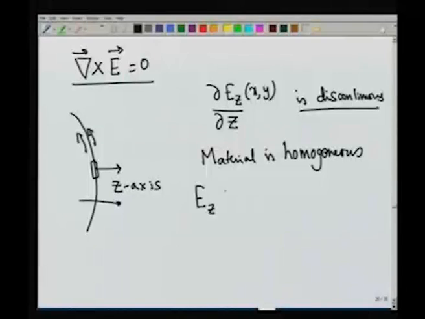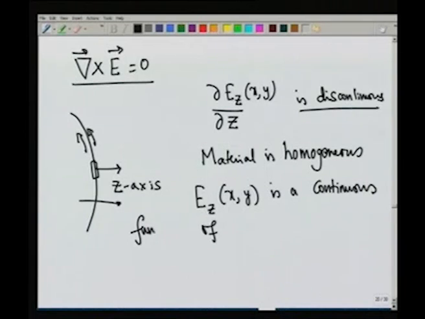If the material is homogeneous, we can conclude that Ez of x comma y is a continuous function. That is the important statement. It is a continuous function of x, y. It is a discontinuous function of z. This particular information, together with the boundary condition curl of E equal to 0, will immediately tell us what happens to the tangential component. How shall we do that?